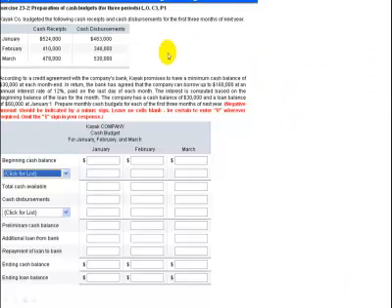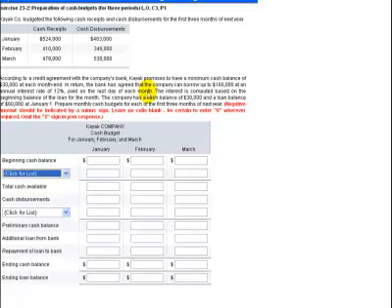Kayak Company budgeted the following cash receipts and cash disbursements for the first 3 months of next year. So they got January, February, and March cash receipts, and cash disbursements for January, February, and March. According to a credit agreement with the company's bank, Kayak promises to have a minimum cash balance of $30,000 at each month end. In return, the bank has agreed that the company can borrow up to $160,000 at an annual interest rate of 12%, paid on the last day of each month.